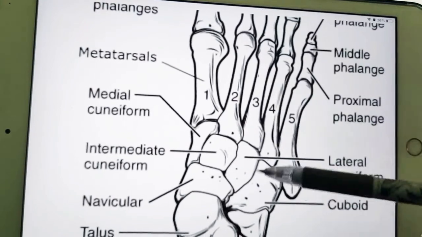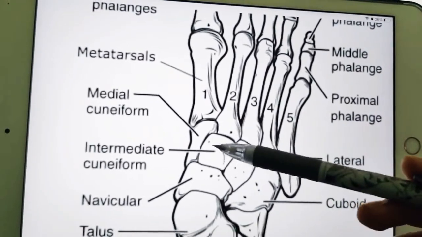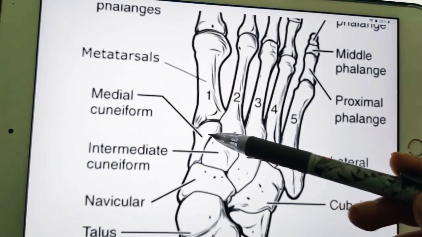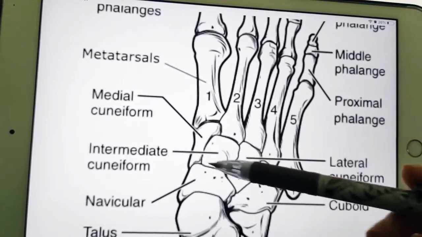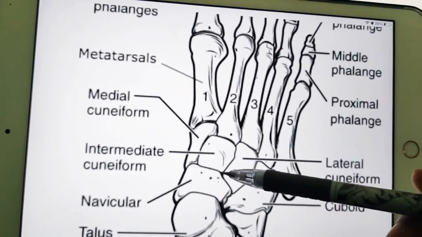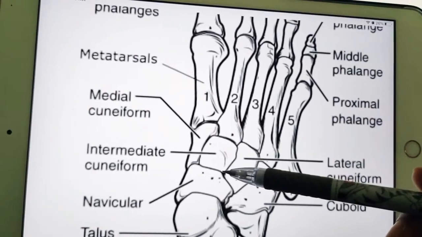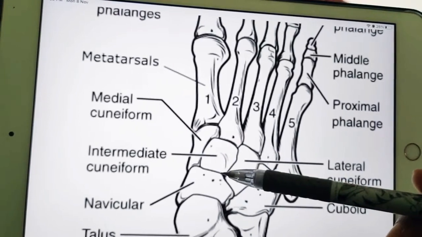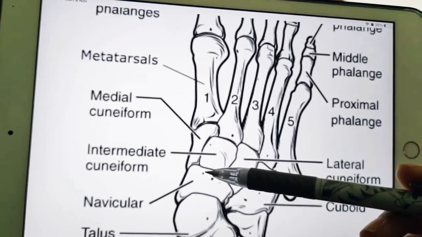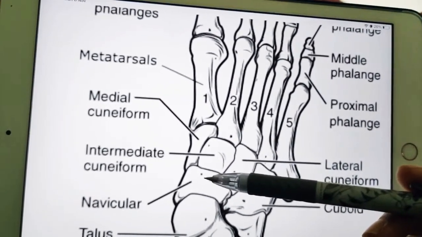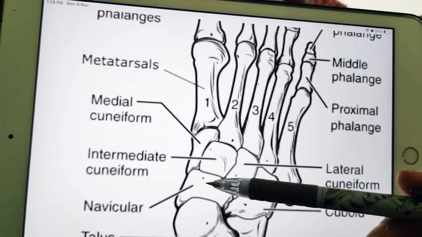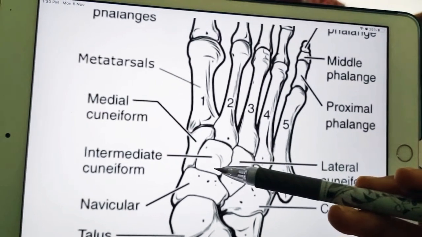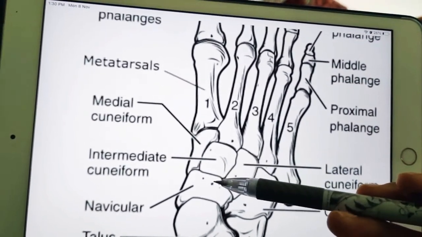So now we are seeing the dorsal surface or superior surface, right? Here in the medial cuneiform you will see the edge, whereas you will see the bases of both intermediate and lateral cuneiform bones. That is the main difference you need to understand about the edge and base of the cuneiform bones. These are wedge shaped, so we'll say edge of wedge or base of wedge.